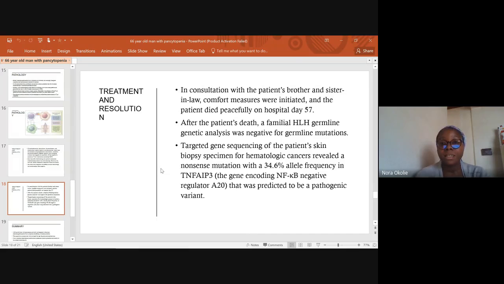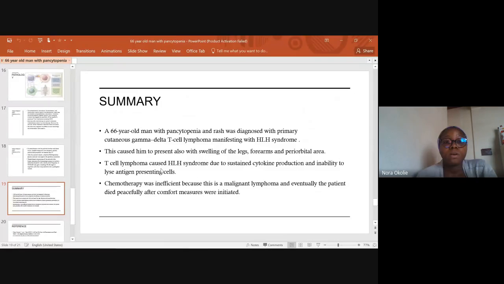After the patient's death, familial HLH germline genetic analysis was done, but it was negative for mutations. However, targeted gene sequencing of the patient's skin biopsy specimen for hematologic cancers revealed a nonsense mutation in the TNFAIP3 gene. So in summary, the physicians were presented with a 66-year-old man with pancytopenia and rash, and this was diagnosed as primary cutaneous gamma delta T cell lymphoma manifesting with HLH syndrome.